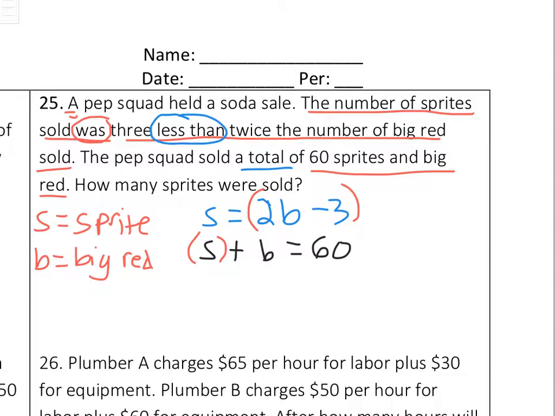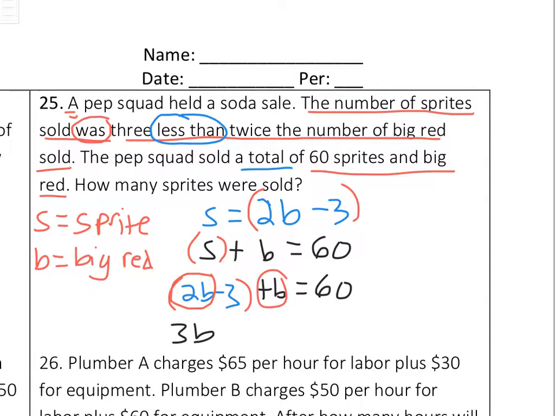Let's rewrite the second equation. Instead of writing S plus B is equal to 60, we've got 2B minus 3, in parentheses, plus B is equal to 60. So it's the same equation, we're just substituting in. We want to combine like terms. Since there's nothing to distribute in this parentheses, we basically can just get rid of those parentheses. 2B plus B, that's going to give you 3B. So we'll have 3B minus 3 is equal to 60.